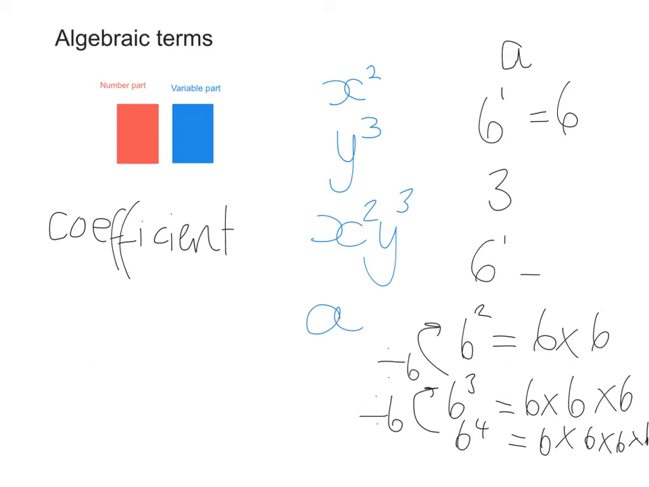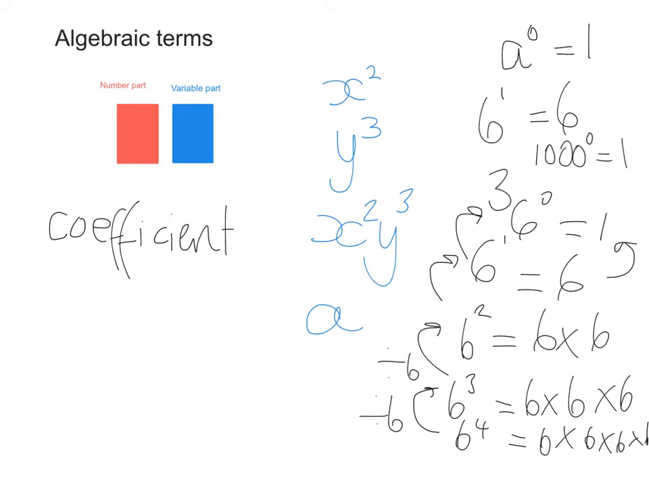6 to the 1 would just be 6, and 6 to the 0, so from dividing by 6 and dividing by 6 again, 6 divided by 6 is 1. In fact, anything to the power of 0 is always 1. Okay? 1,000 to the power of 0 is 1. All right, let's take that aside.